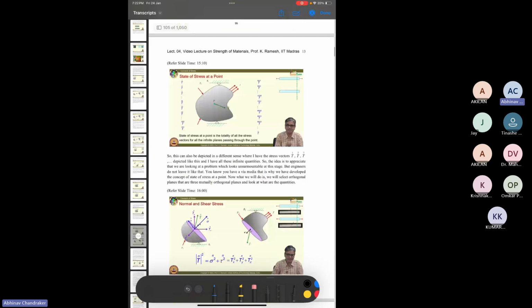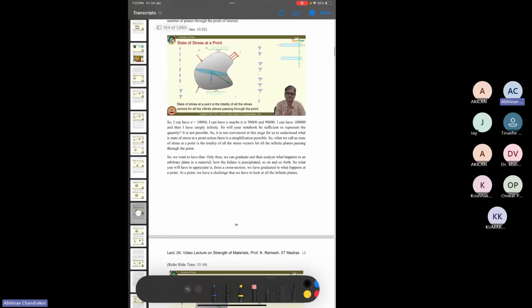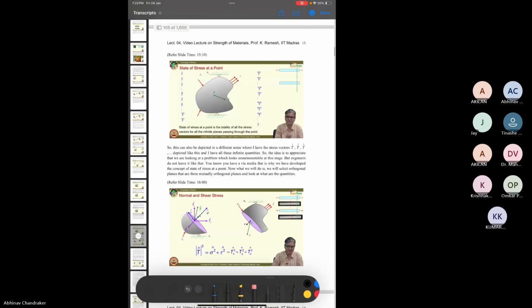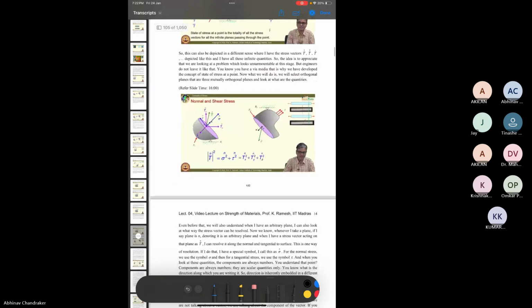And there can be an infinite number of planes which will pass through this point. So you can have an infinite number of stress vectors for a particular point. And if you have a particular plane and a point, then the stress vector can be resolved into a normal stress component and a shear stress component, which will be something like this.